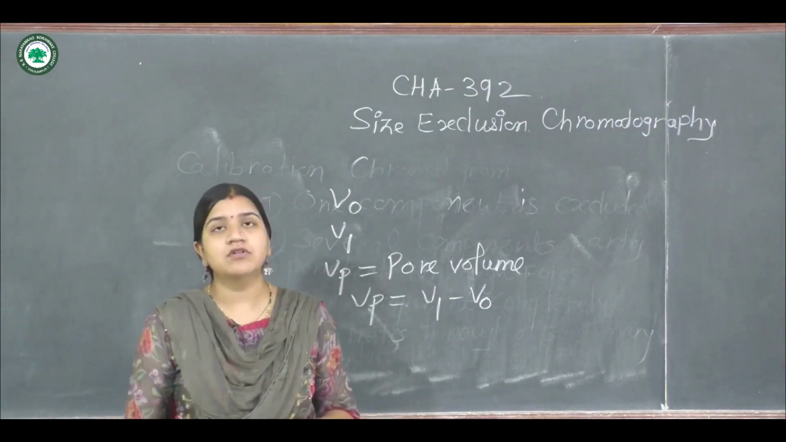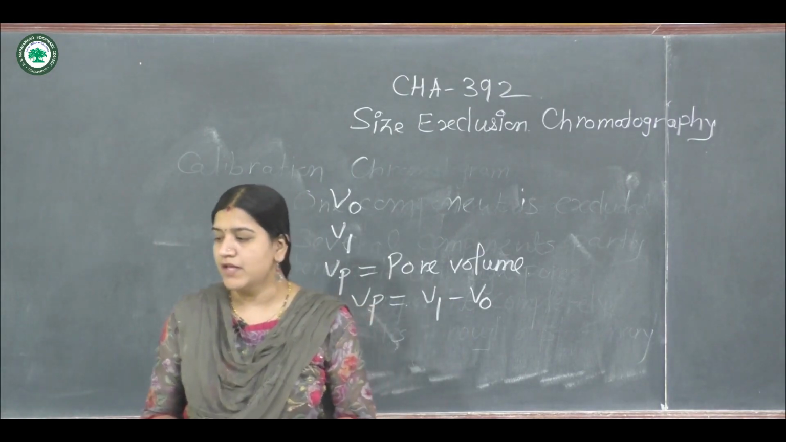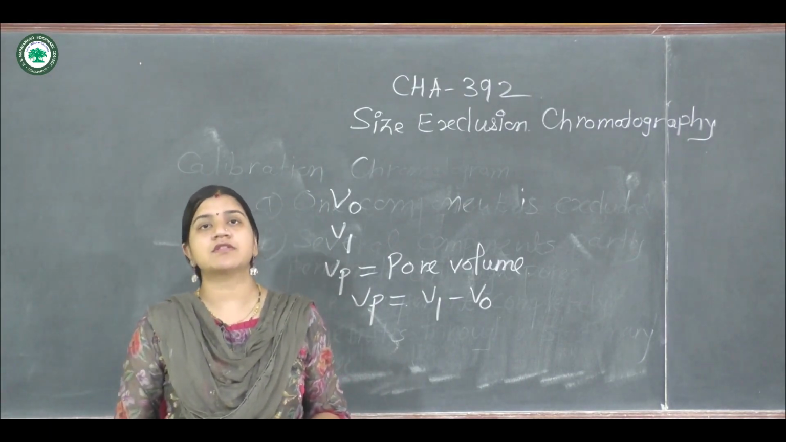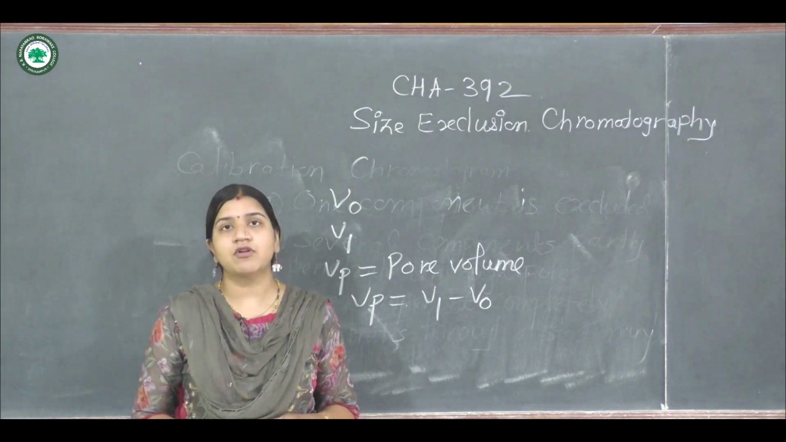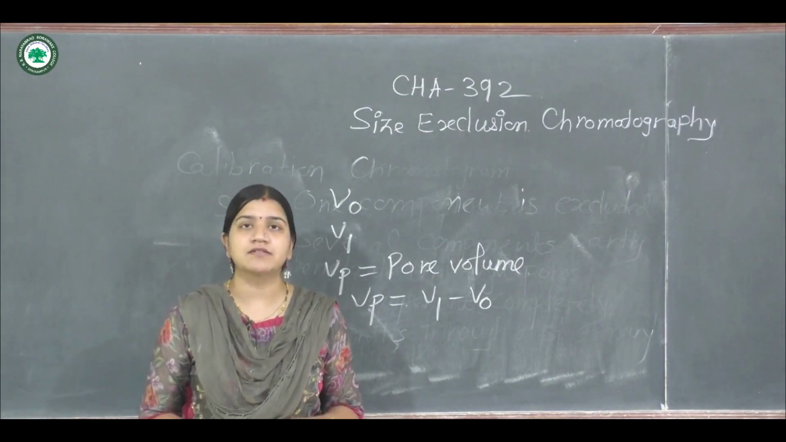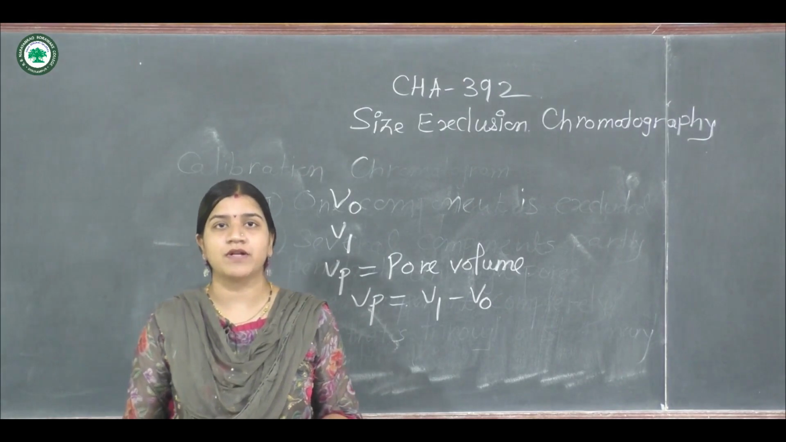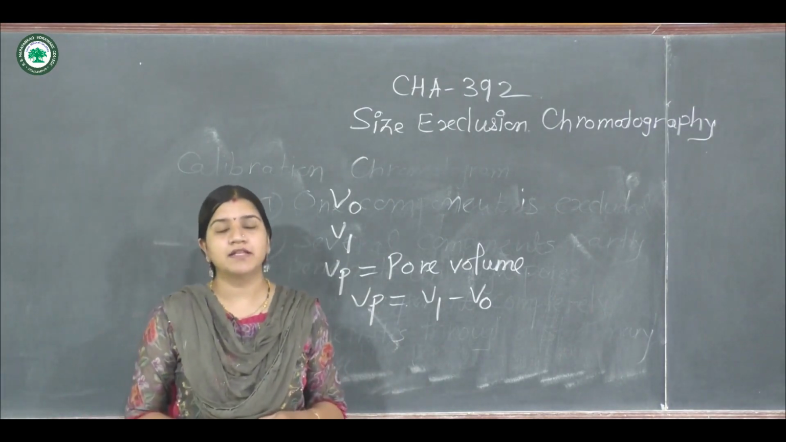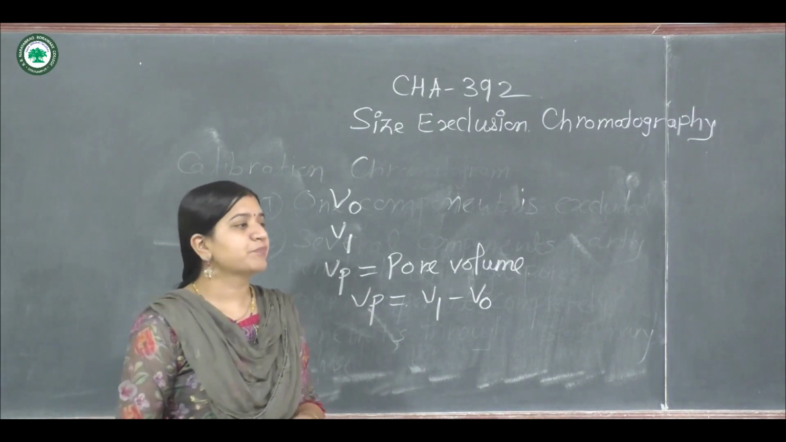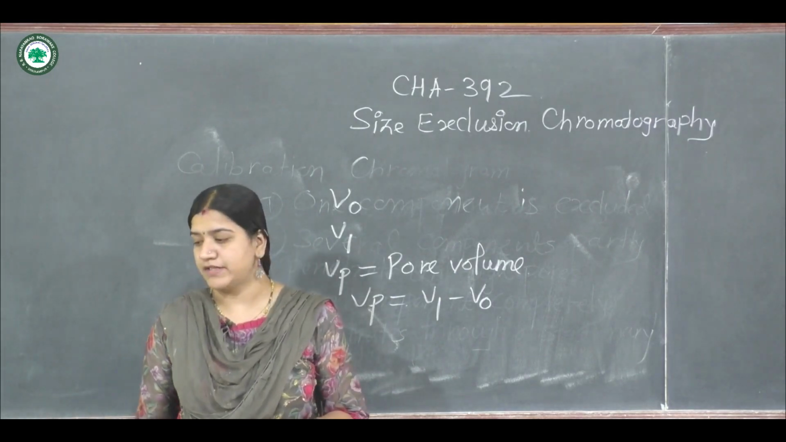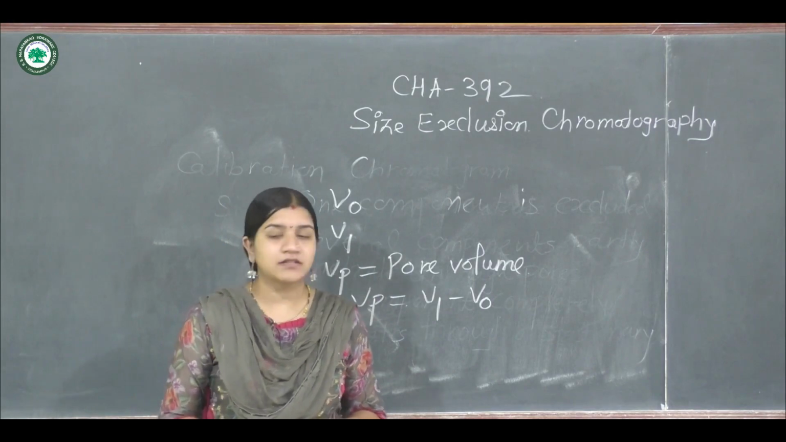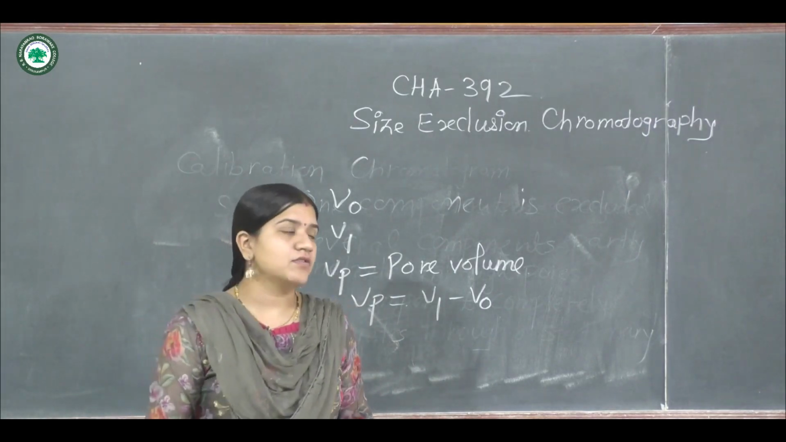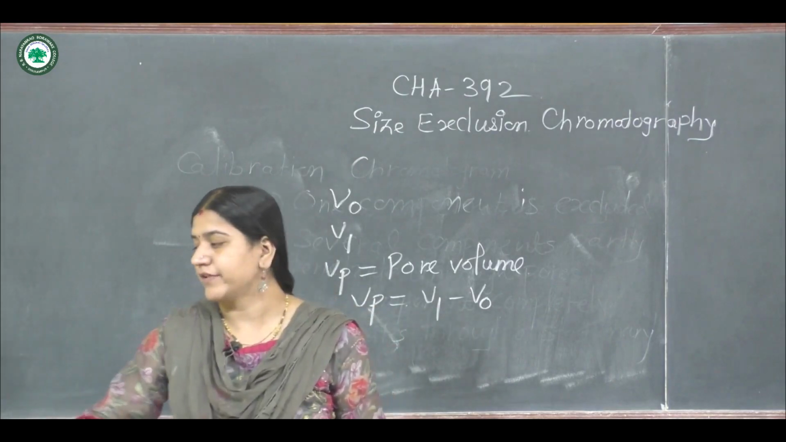So this is about the calibration of a column, that is, the effective separation between the different molecules depends on the pore volume as well as the molecular size in case of size exclusion chromatography. So first you have to find out the pore volume, and then you have to determine the size of a particle. Now after this, the second topic is molecular mass determination by using size exclusion chromatography.